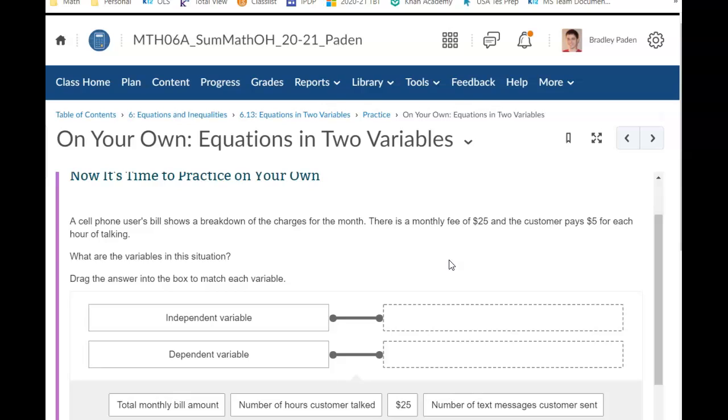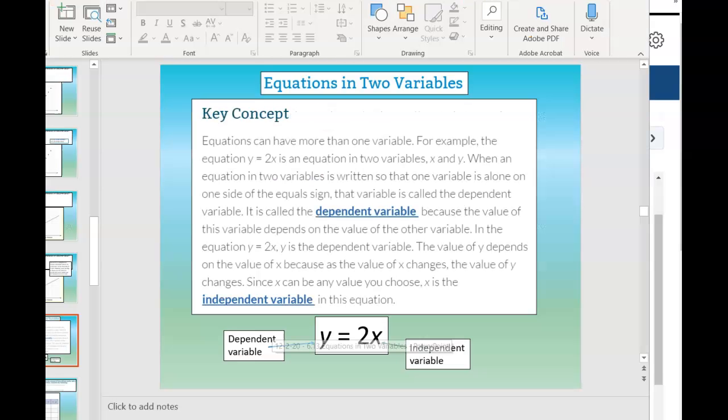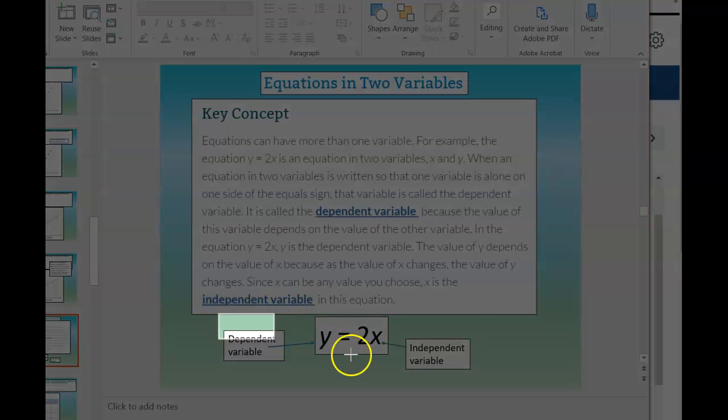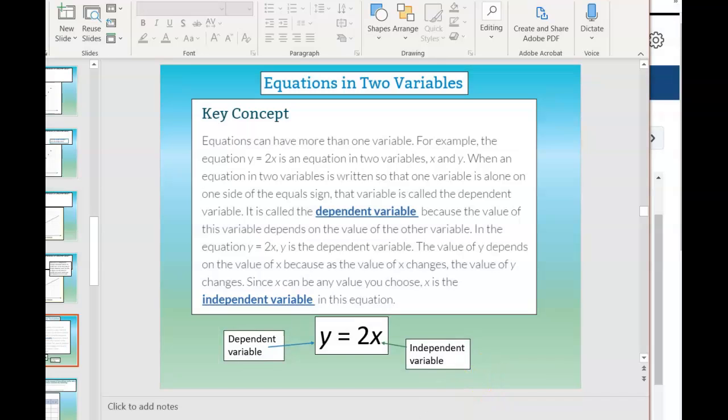A cell phone user's bill shows a breakdown of the charges for the month. There's a $25 monthly fee and the customer pays $5 for each hour of talking. What are the variables in this situation? So we're looking for the independent and the dependent variable. So let me just click into the lesson here and take a screenshot of this.